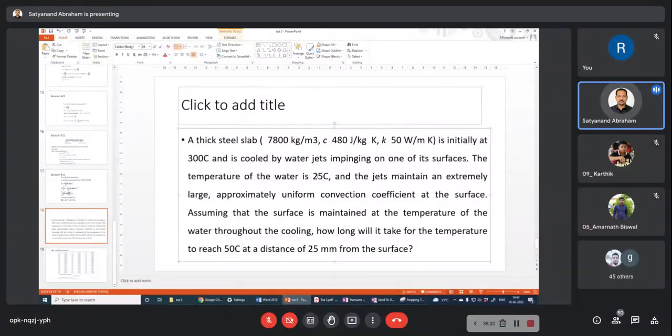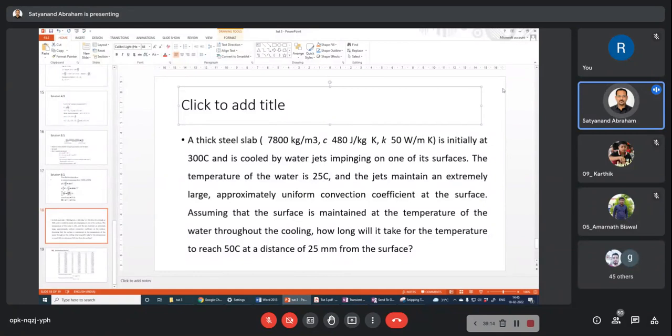The temperature of the water is given as 25 degrees Celsius, and the jet maintains an extremely large, approximately uniform convection coefficient at the surface. So the heat transfer coefficient is very large. Whenever the heat transfer coefficient is very large, you can consider T surface equal to T infinity, because we know Q is equal to h A delta T, Q is equal to h A (T surface minus T infinity).